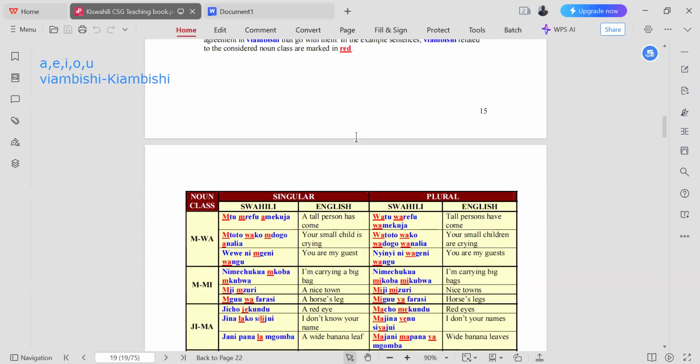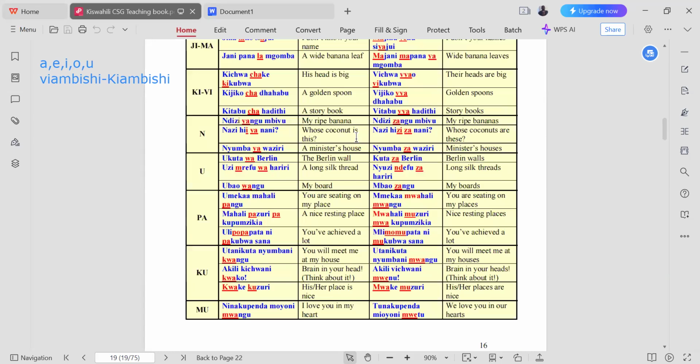This is where most of the living things come from, especially human beings. That's why we say mtoto, but in plural we say watoto. So it's mtoto, then watoto, that is in plural. So this is the noun classification M or wa. M means singular, and wa means plural. That's where noun classification one is.